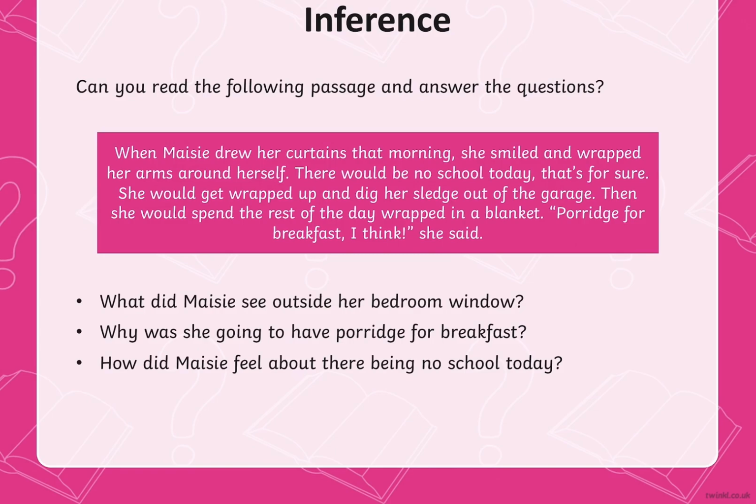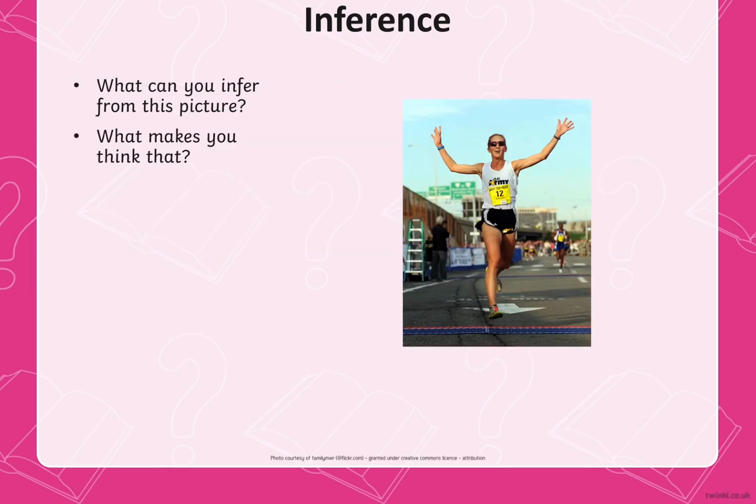How did Maisie feel about there being no school today? So let's have a little look. It says there will be no school today. And just before that, it has told me she smiled and wrapped her arms around herself. So from that sentence, I am going to assume, because she smiled to herself, that she is probably quite excited that there's no school today. And when it goes on that she's going to get a sledge, she's getting happy about that, isn't she? She's got something to look forward to for the day. So again, that suggests she's quite excited about the day to come, not being at school.